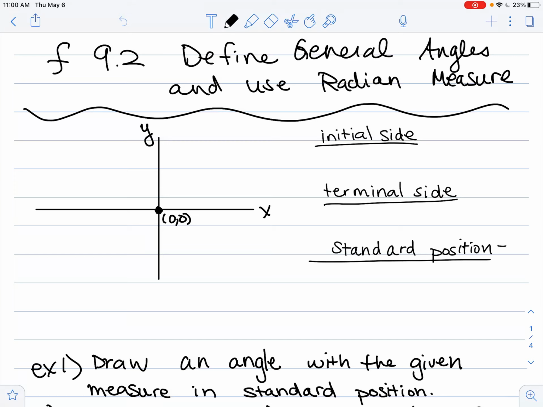Hey everybody, we're going to talk about general angles and using radian measure today. So let's jump in. We're going to be starting to talk about these angles.